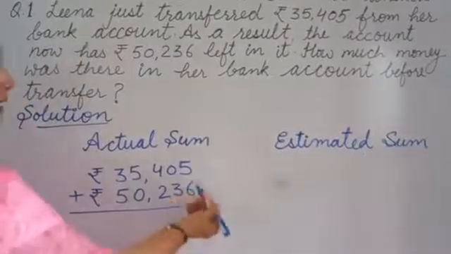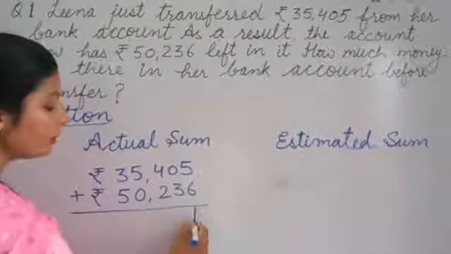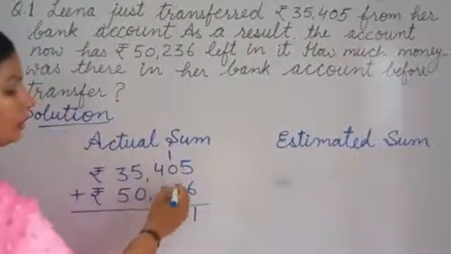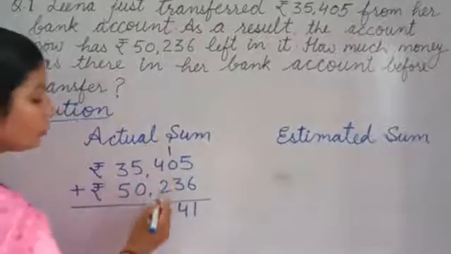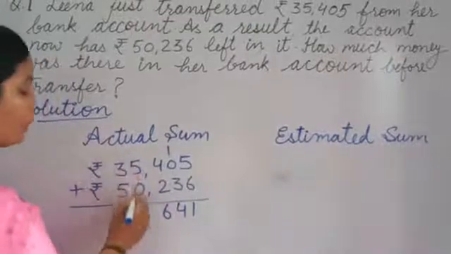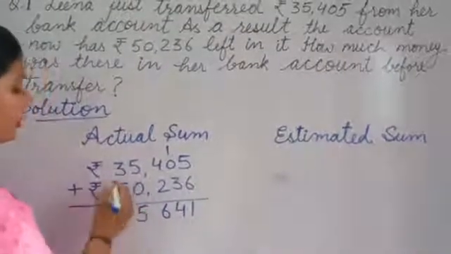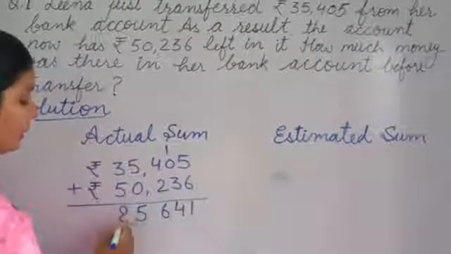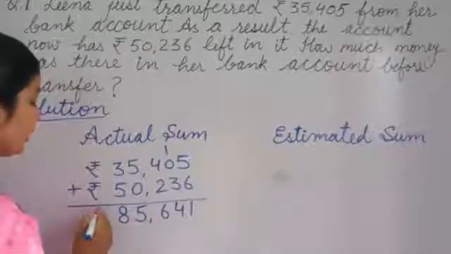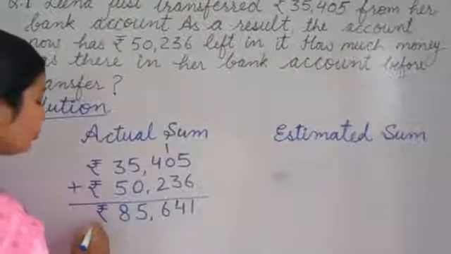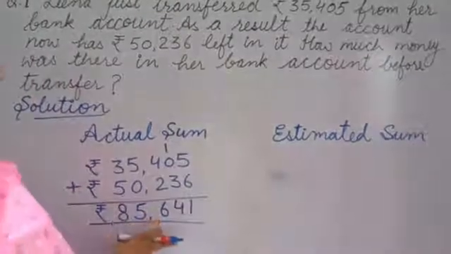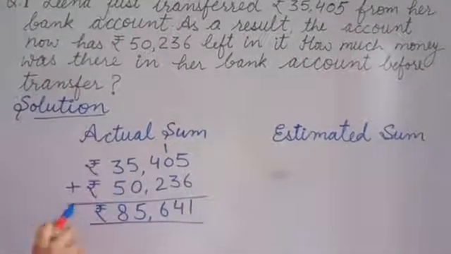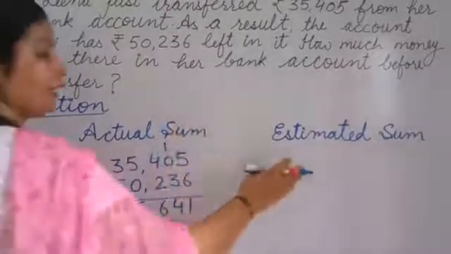Now 5 plus 6, 11, 1 carry. 1 plus 0, 1. 1 plus 3, 4. Now 4 plus 2, 6. 5 plus 0, 5. 3 plus 5, 8. Rupees 85,641. That's our actual sum. Now here we have to find its estimated sum.